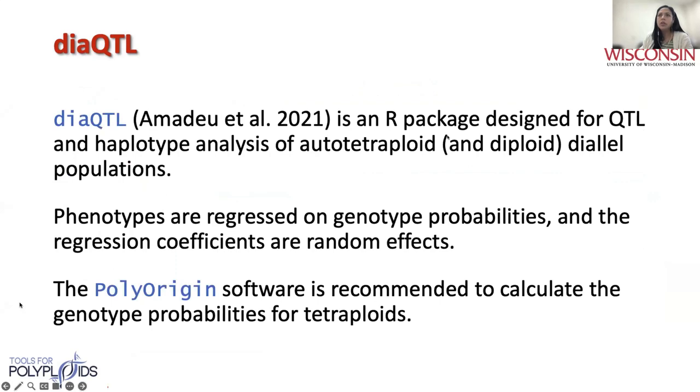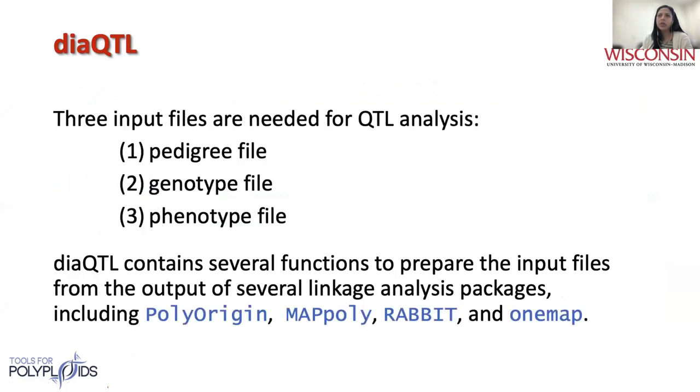So that was the haplotype reconstruction. Once you have that polyancestry file, you need 3 input files for QTL analysis: the pedigree file, the genotype file, which are the genotype probabilities, meaning the haplotypes, and the phenotype file. The good part of QTL is that it has several functions to prepare the input files from the output of several linkage analysis packages. Like I said, some of these have been described in the previous session.